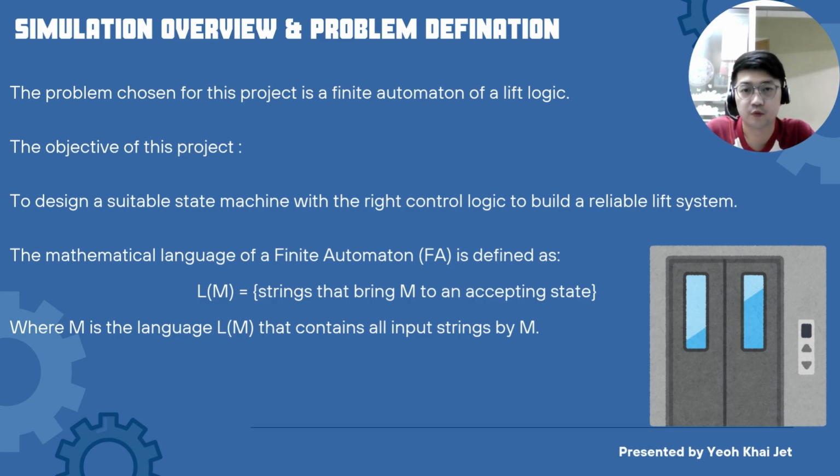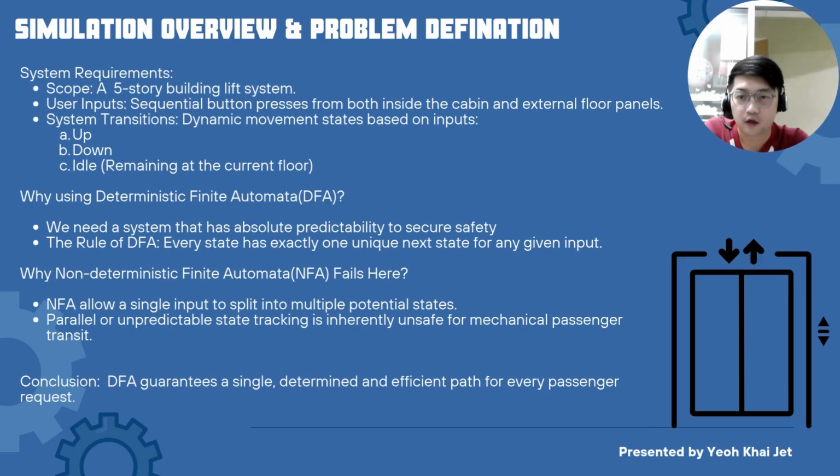So the problem chosen for this project is a finite automaton of a lift logic. The objective of this project is to design a suitable state machine with the right control logic to build a reliable lift system. So before we get into the state machine that we are going to use, we will get into the mathematical language of the lift logic. The mathematical language of a finite automaton for a lift logic can be defined as LM equals to string that brings M to an exact state, where M is the language of LM that contains all input strings by M. After knowing the language of a lift system, we will need to know the lift system's requirements before designing our control logic for our lift system.